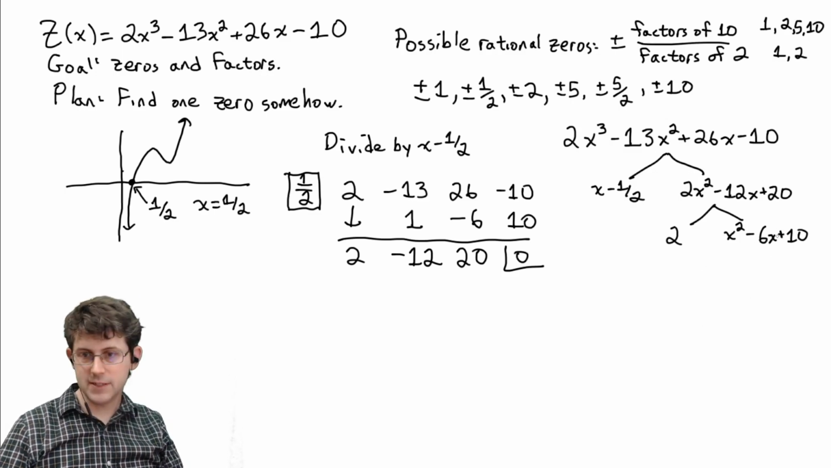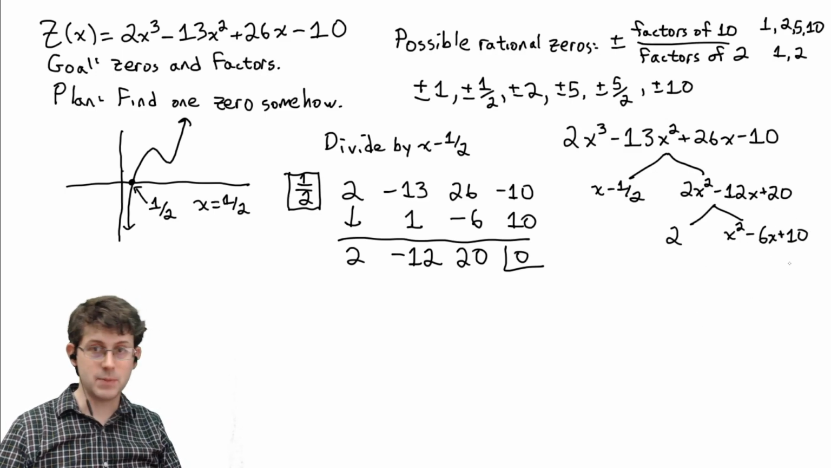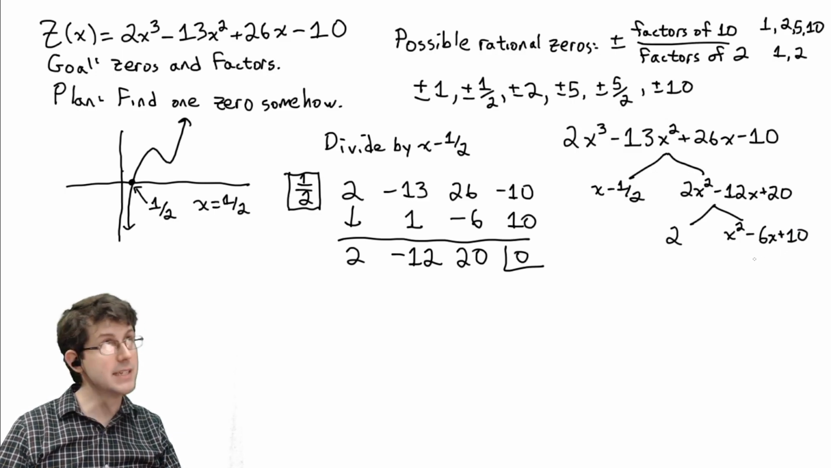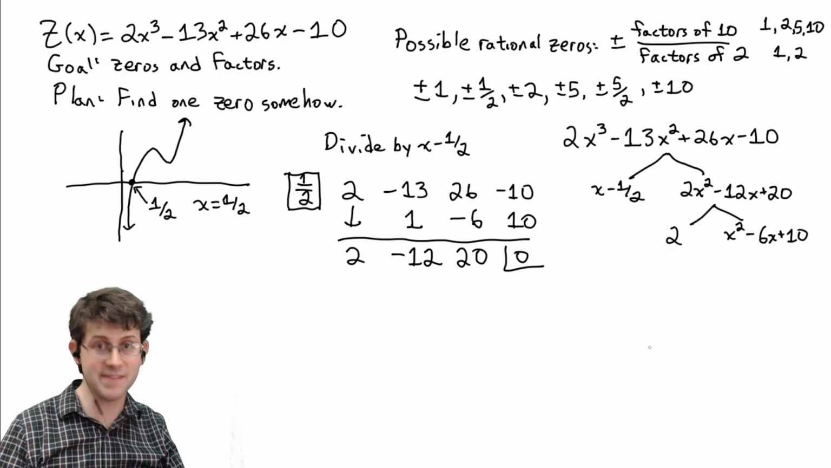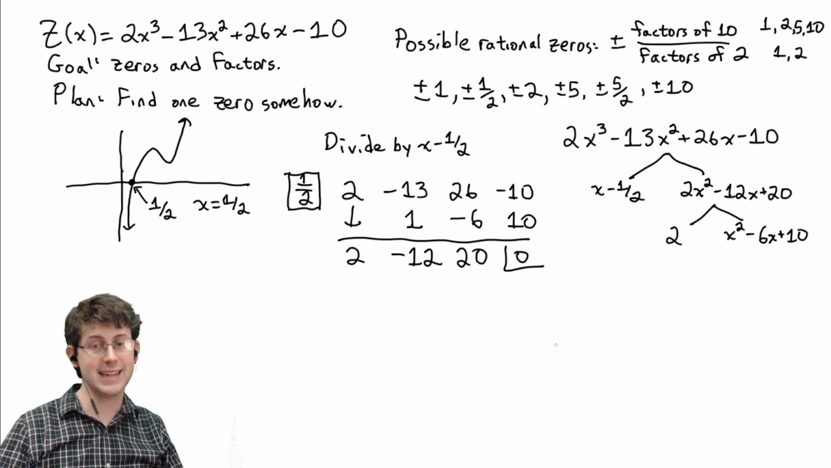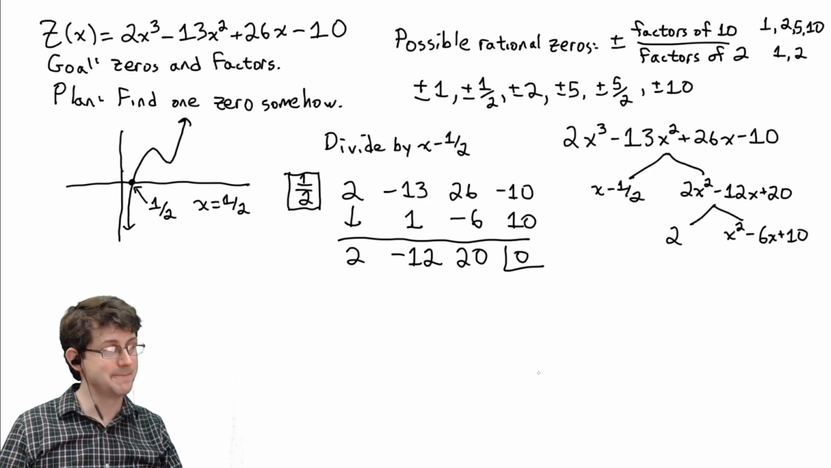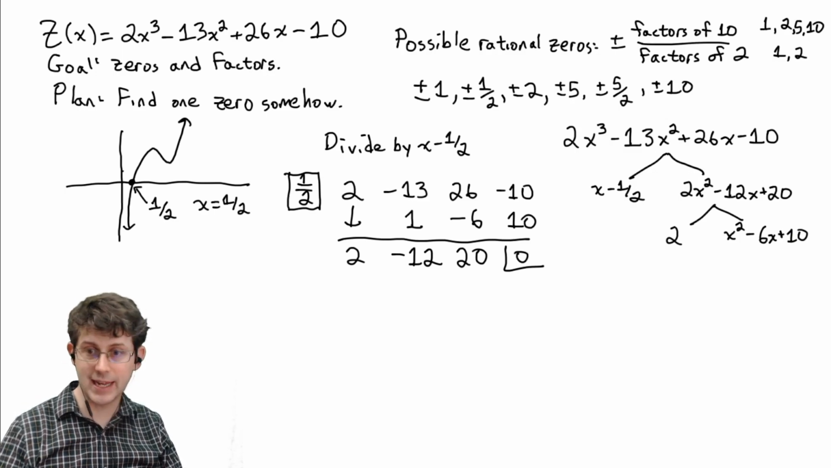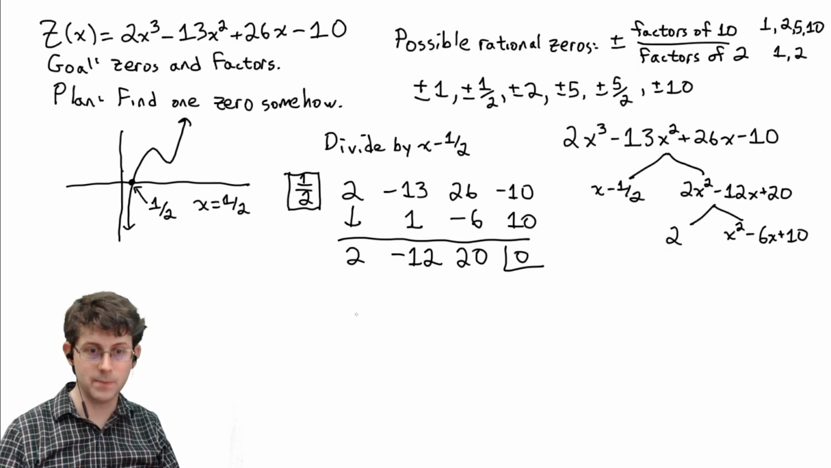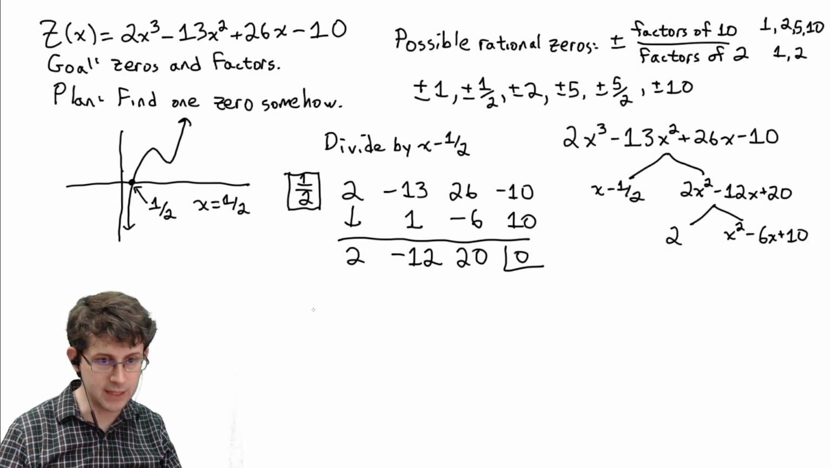So now all I have to do is break up this x squared minus 6x plus 10, and I'll be good. The problem is x squared minus 6x plus 10 doesn't factor very easily. Like, I can't think of two numbers that multiply to 10 and add up to negative 6. They definitely exist, but I can't find them. So I will break it up using the quadratic formula.